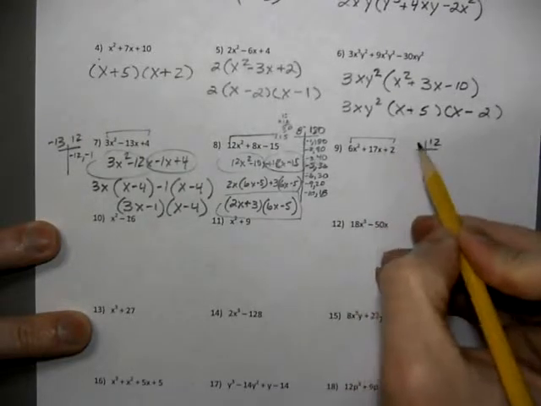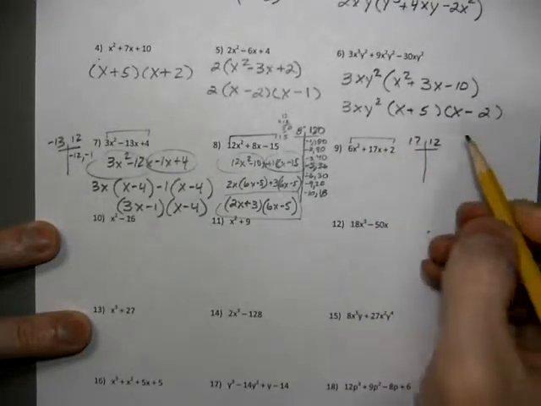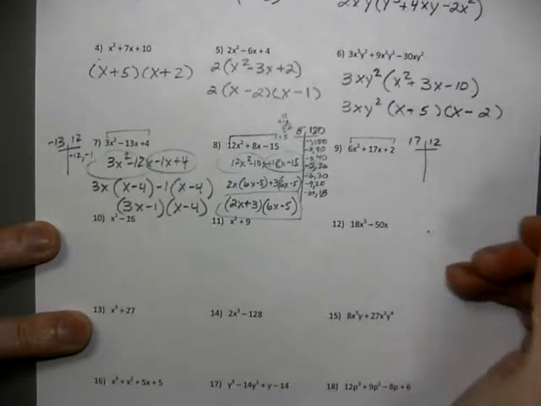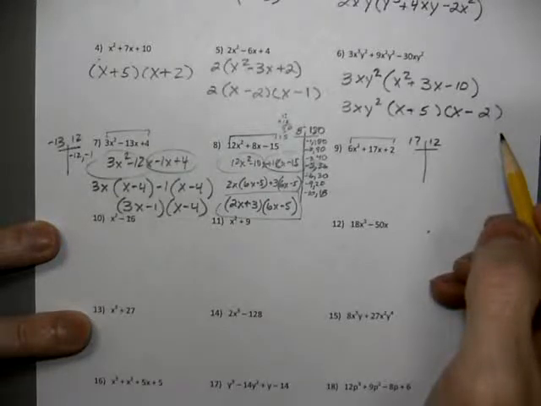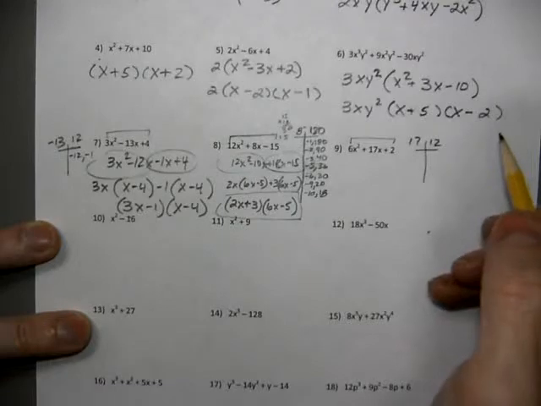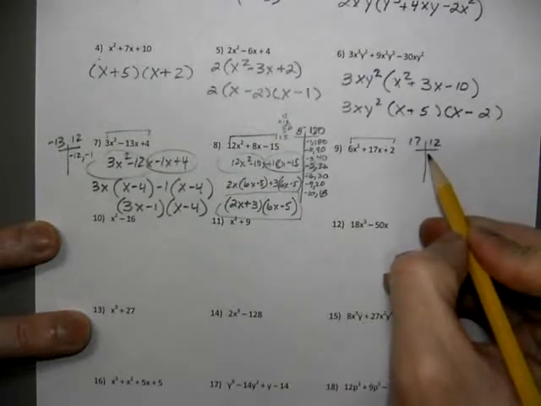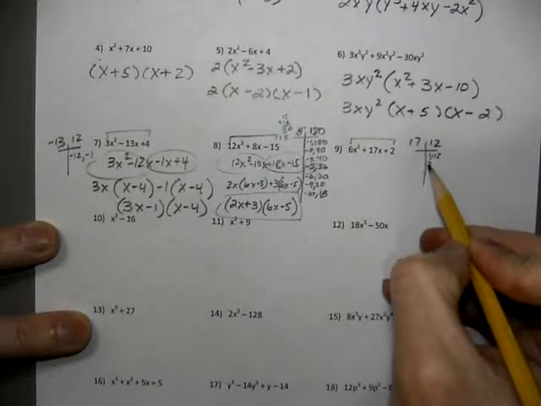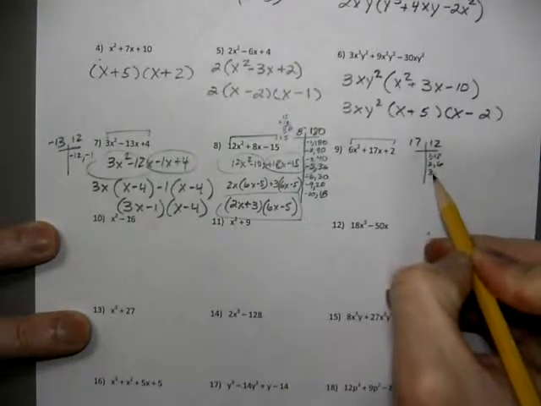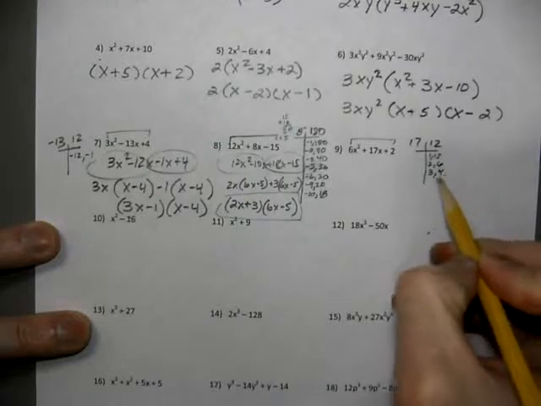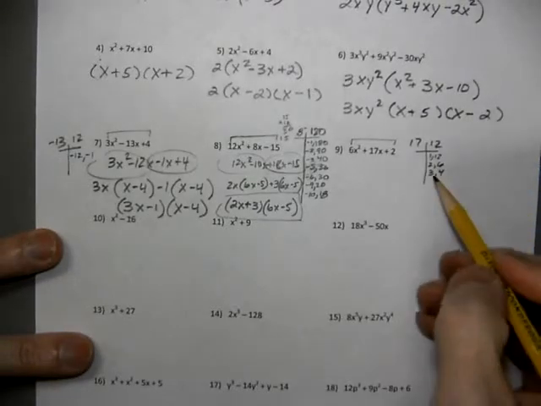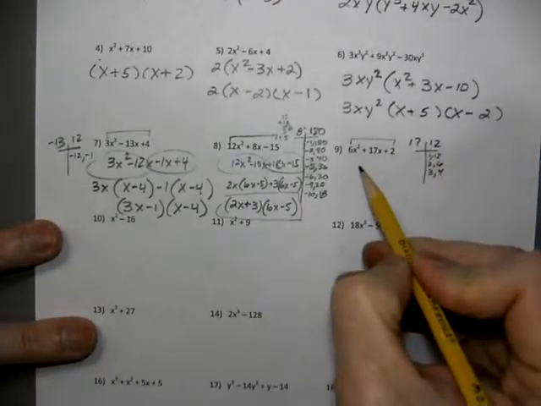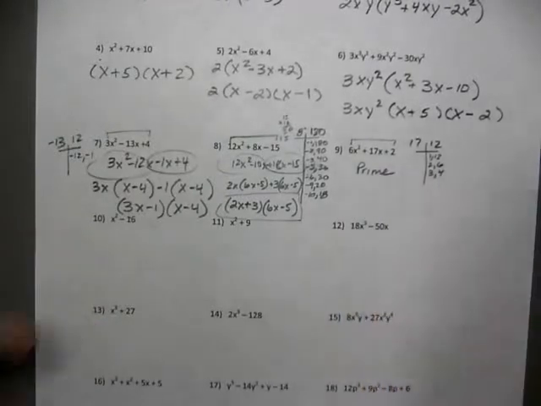What multiplies to be 12 and adds to be 17? No, I don't think I see it. We'll run through them anyway. 1 and 12, 2 and 6, 3 and 4. Then it would be 4 and 3. So none of those are adding to be 17. So that looks prime. Not factorable.